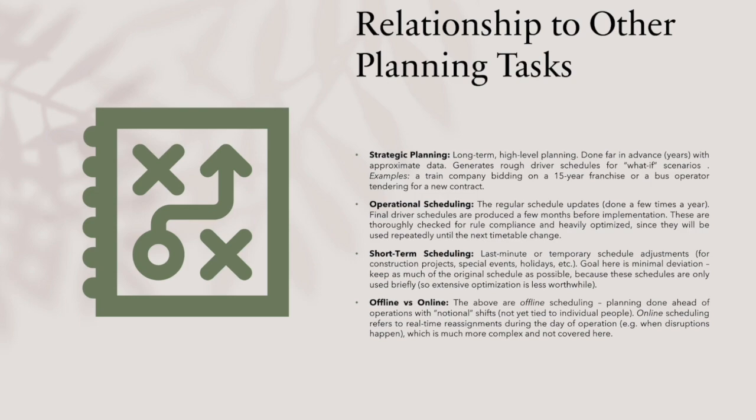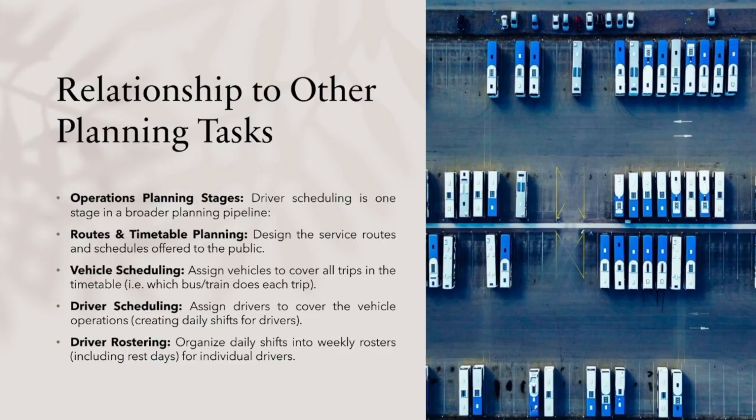Now we have the relationship to other planning tasks. Strategic planning, like I covered here, is basically long-term planning. This is just the same slide as before. So you have different tasks, like operation planning stages. Driver scheduling is one stage in a broader planning pipeline. First, routes and timetable planning: designing the service routes and schedules offered to the public.